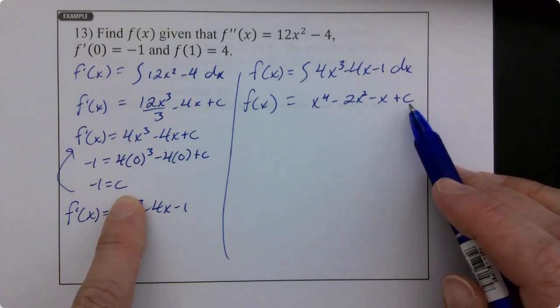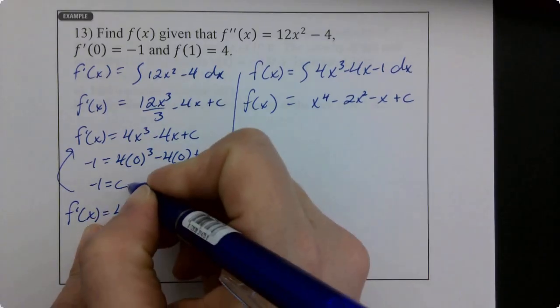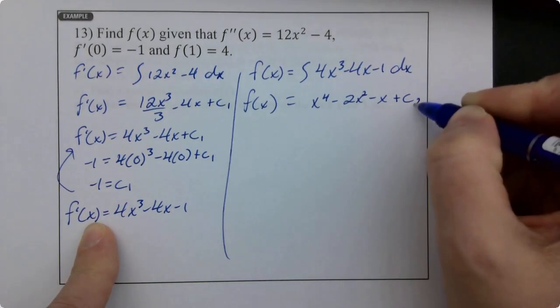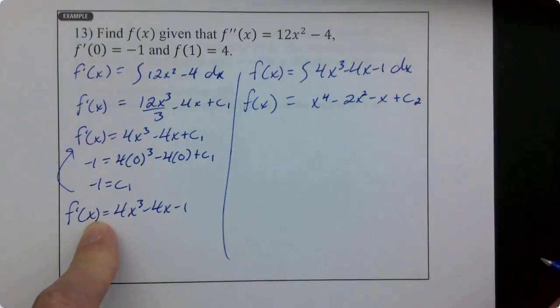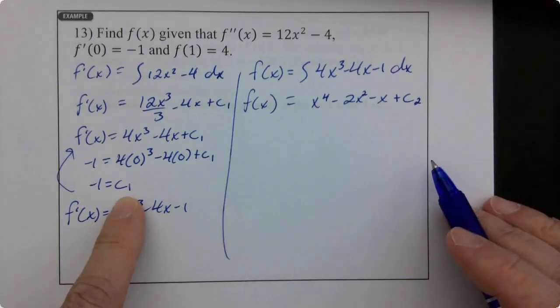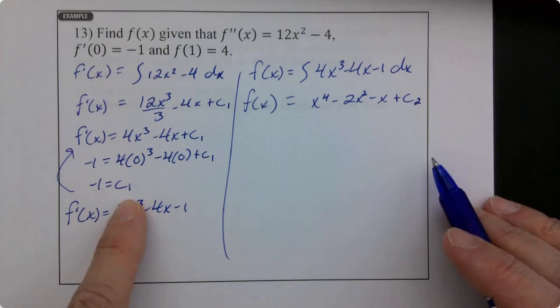So sometimes to avoid that confusion, you could call this c sub 1, and then you could call this one c sub 2, if you'd like to make a distinction. Or maybe you call one of them c, and you call the other one d. You can call them both c, and just recognize that they're going to be different.